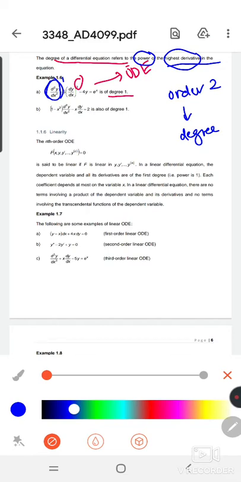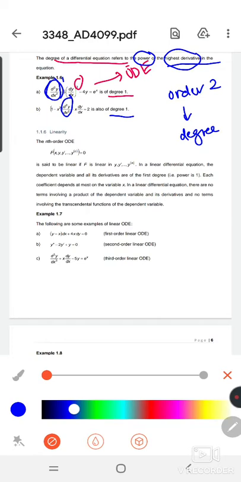Sebab ramai bila saya buat exercise ke exam ke, ramai yang confused, dia letak kat sini degree 3 sebab dia tengok yang highest kat sini kan. Sebenarnya kita kena consider dulu pada order, okay, highest order, and then baru kita tengok pada degree dekat highest derivative. Okay, same with question B. 1 minus x square d square y dx square minus x dy dx equals to 2 is also of degree 1 because this one is highest order. So highest order, degree dia kat sini adalah 1.